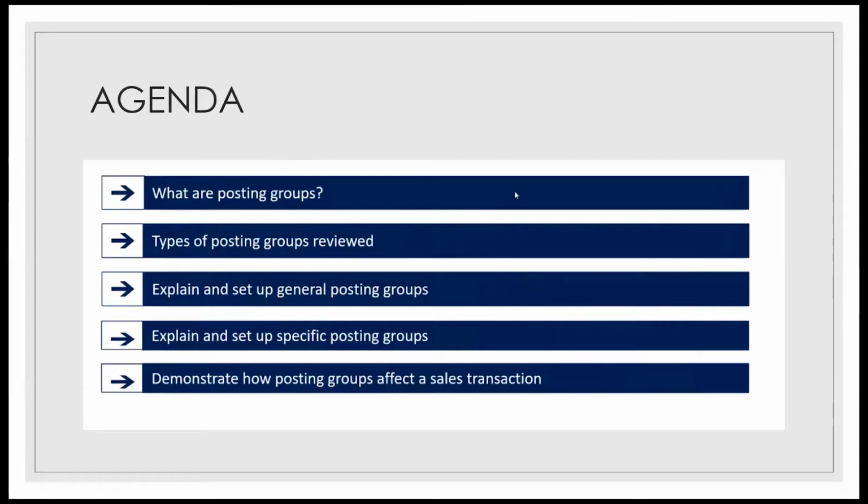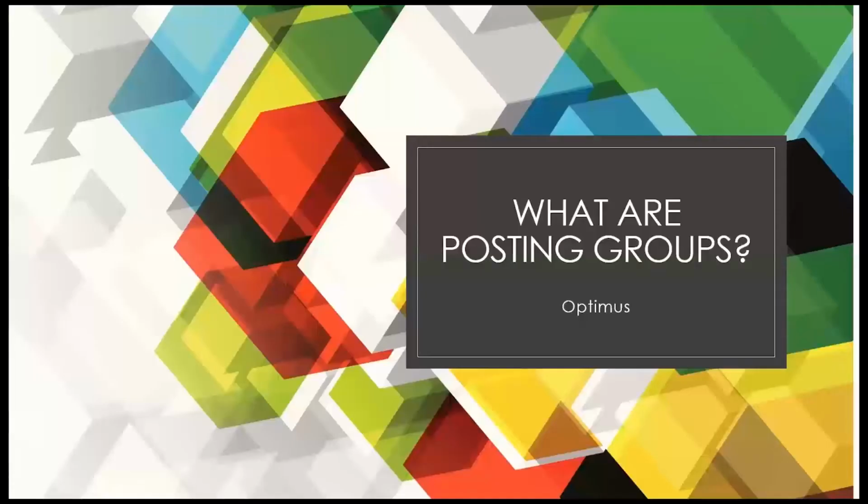What we have seen reviewing AP is a specific posting because it's just a one-to-one GL account with a vendor. But that's not the case when we work with some other modules. Let's review them. What are posting groups?